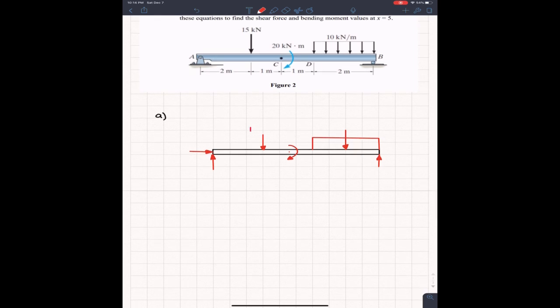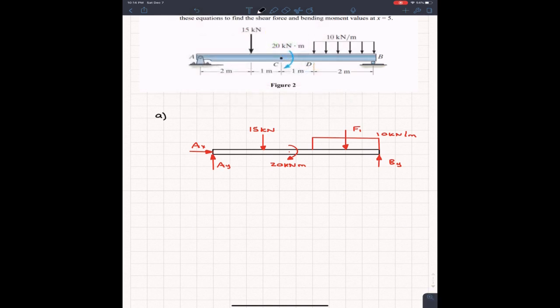So the point load, 15 kilonewtons. The concentrated moment is 20 kilonewton meters. The distributed load is 10 kilonewtons per meter. And of course we have our support reactions. So on the other side we've got it at B. So I'm going to put BY. And on this side it's at point A. So I'm going to have AX and AY. Like this. And then the point for the distributed load I'm just going to call F1 for right now.